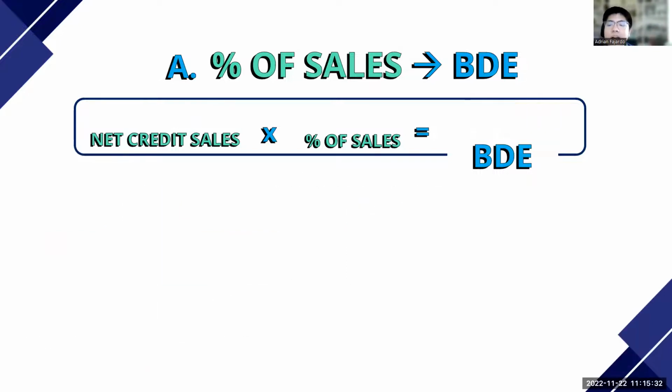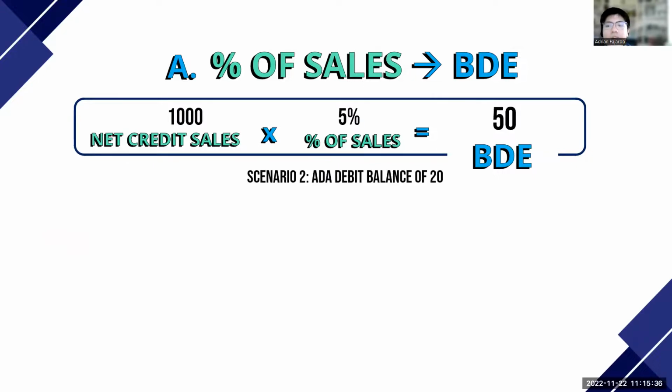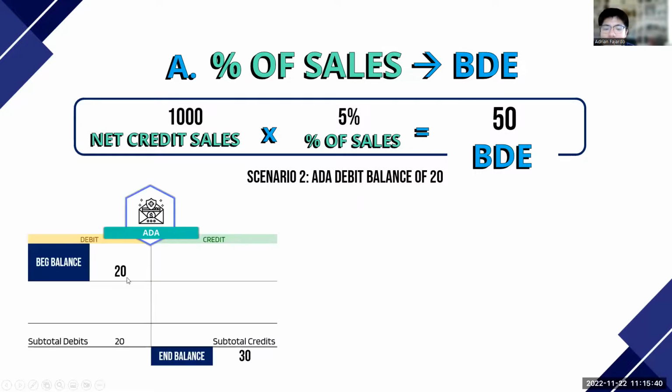Okay? So now, let's look at another scenario. Same yung given, pero paano kung yung ADA before the adjustment has a debit balance of 20? So rather than a credit, it's weird. It has a debit balance of 20. Well, the way of solving remains the same. We get the BDE, and the BDE is a credit to this. And therefore, we'll be able to arrive with an ending balance of 30.